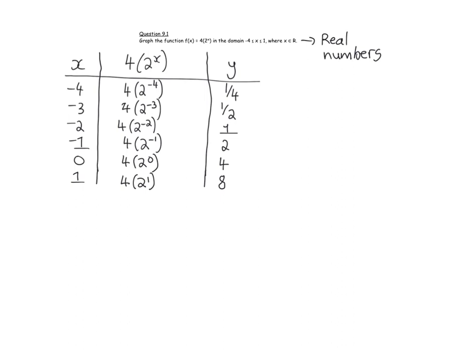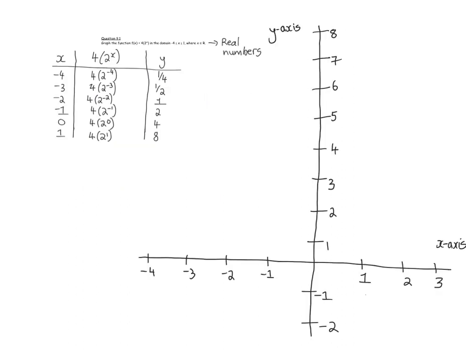The next thing we need to do is draw our x and y axes, and you should get something similar to this. All you have to do then is plot your points. We can write out the points to make our lives a little bit easier: minus 4, a quarter; minus 3, a half; minus 2, 1; minus 1, 2; 0, 4; and 1, 8.